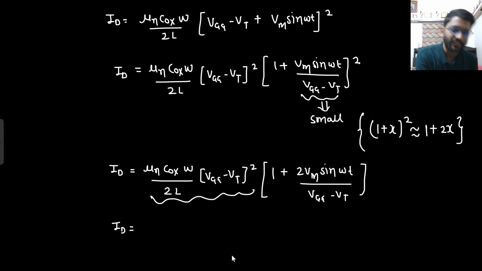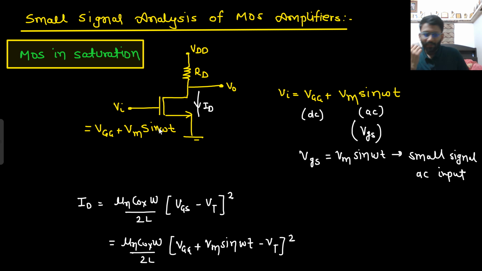What do you think this is? μn Cox W/2L (VGG − Vt)². What do you think this is? If in the input I only had the DC supply, what would be my current? My current would be μn Cox W/2L (VGG − Vt)².